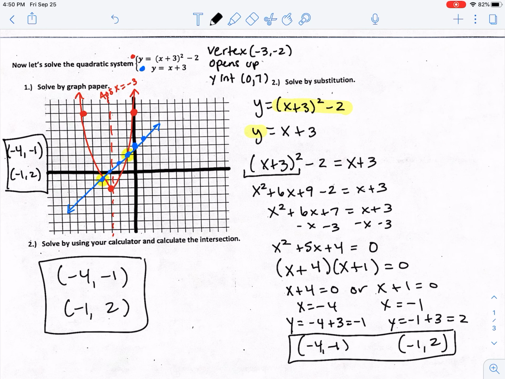So guys, this is very similar to graphing linear systems. The difference with a quadratic system is that you just have to remember all of your information on how to graph a quadratic function.